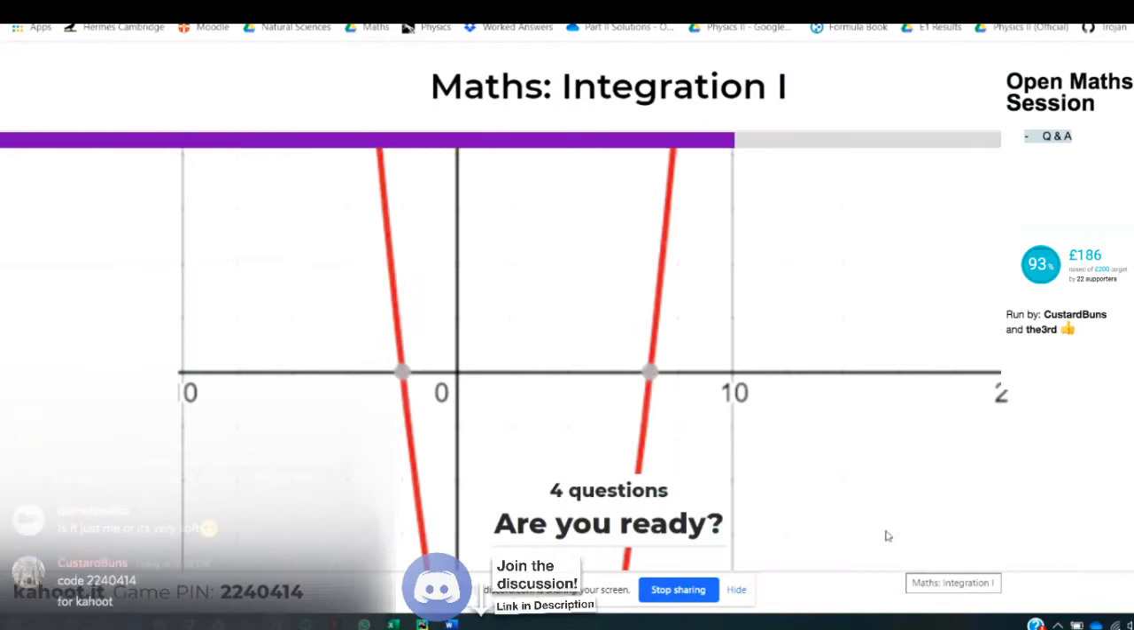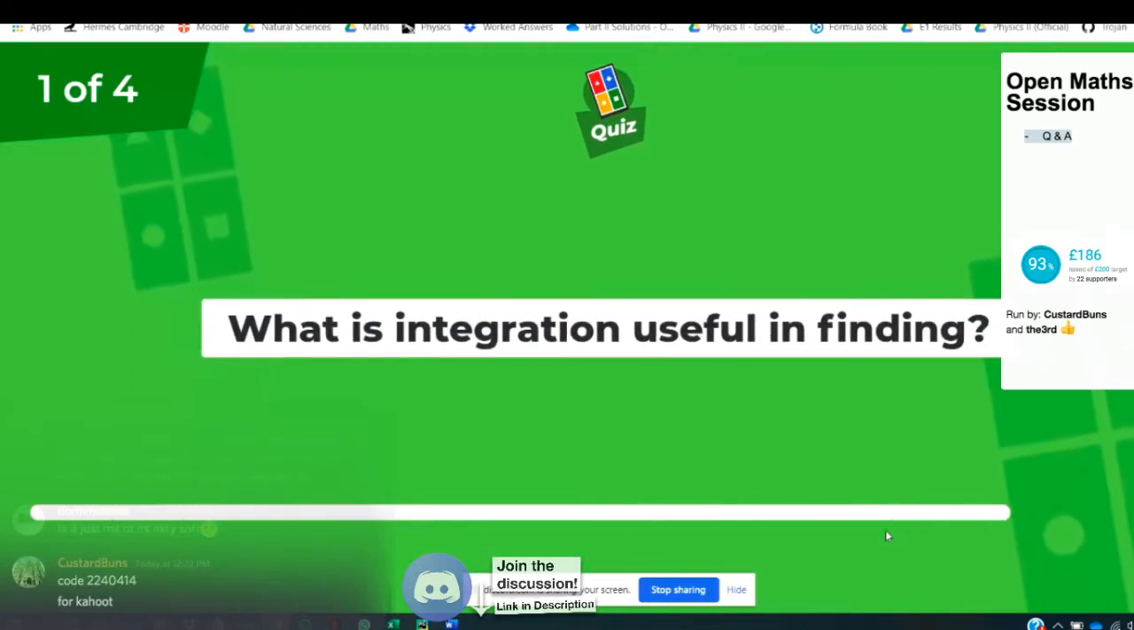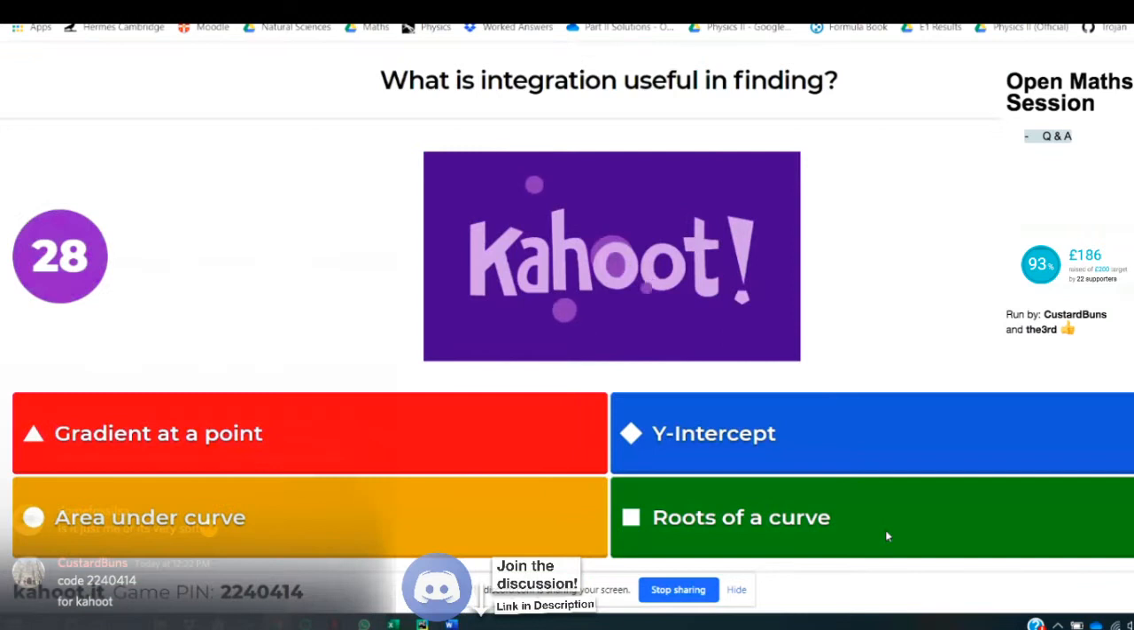So yeah, maths integration part 1. Hopefully we'll have multiple parts to this integration class because it's a really broad topic, but I'll let you read the question. Is integration useful in finding?